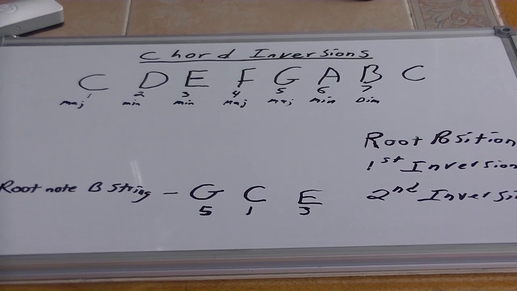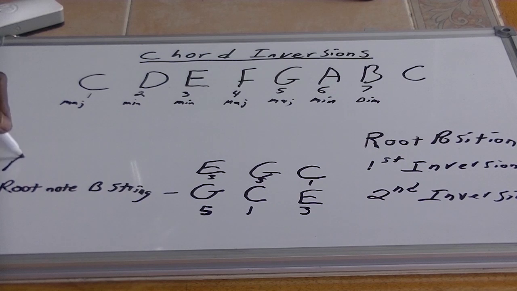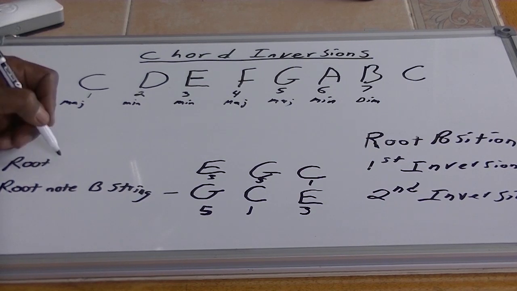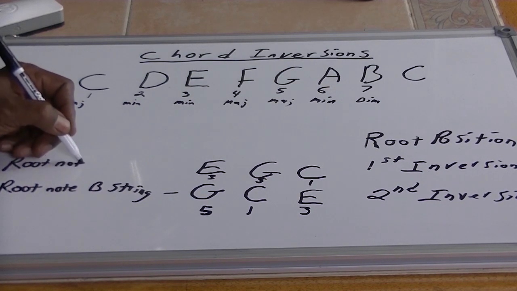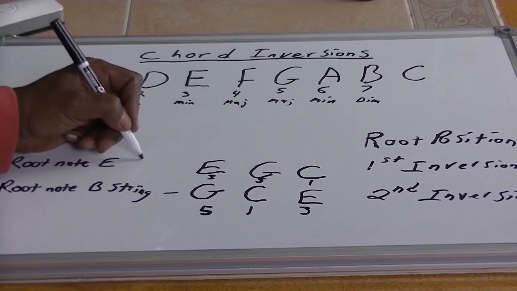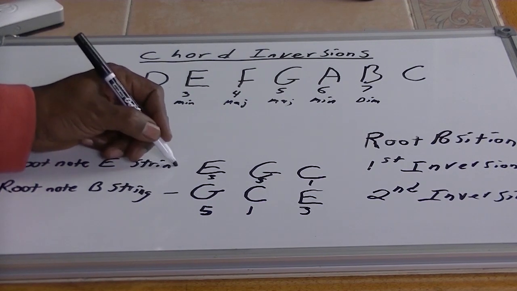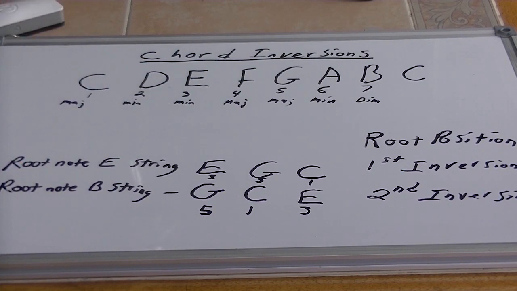So now let's take a look at the second set of chords that we learned. And those were the ones that had the root note on the E string. So when our chords have their root notes on the E string, this is the inversion that we are playing.